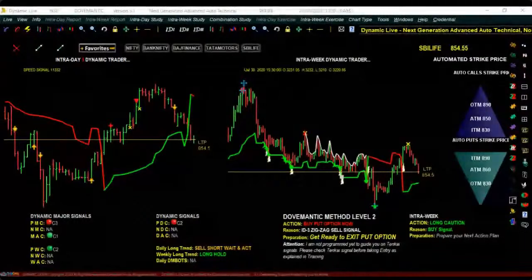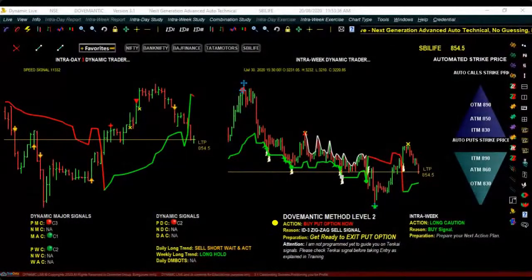So this is the case of SBI Life. You can see here, just some time back, it told us to buy a put option. It is at around 11:30, just when the session started today. And now it has told us to buy a put option. The price is still at the entry level itself, so you could have bought a put option now.